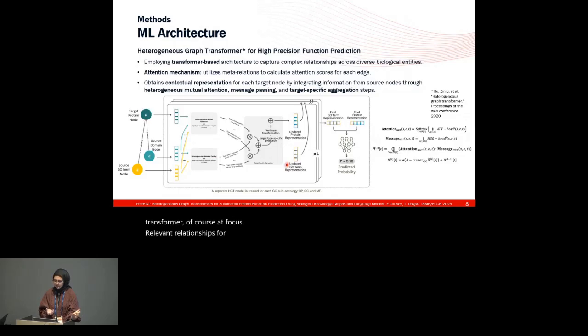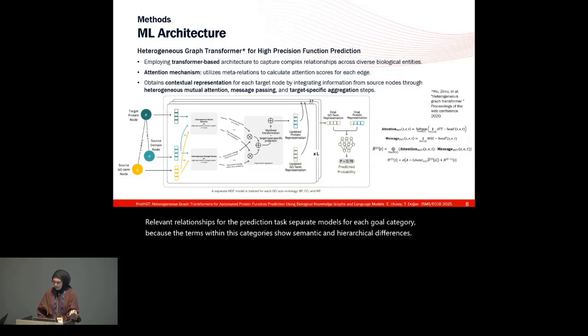It also uses an attention mechanism similar to the original transformer, of course, to focus on the most relevant relationships for the prediction task. And we trained separate models for each GO category because the terms within these categories show semantic and hierarchical differences. As you can see here, each model is a neural network that incorporates many HGT layers to process the heterogeneous graph. And through these layers, the embeddings of the protein and GO term nodes are updated and then passed to a multi-layer perceptron that outputs the probabilities for each protein function pair in the datasets.